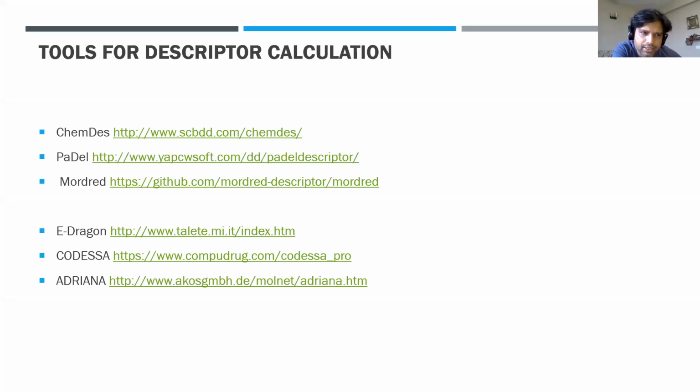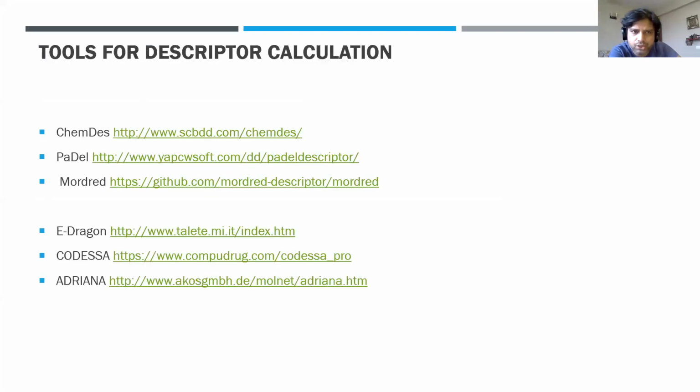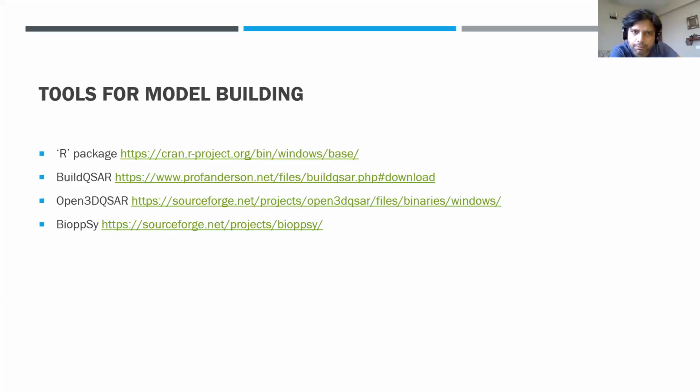But I think with PaDEL and Mordred, if you can run these two programs, you would get a sufficient number of molecular features or molecular descriptors. Now, once you get the descriptors, as I said, you need to develop a mathematical model between the descriptor values and the activity values. And for that, there are many tools.